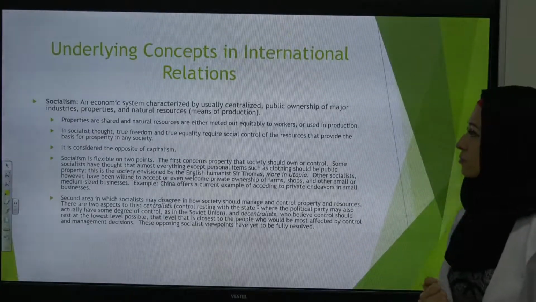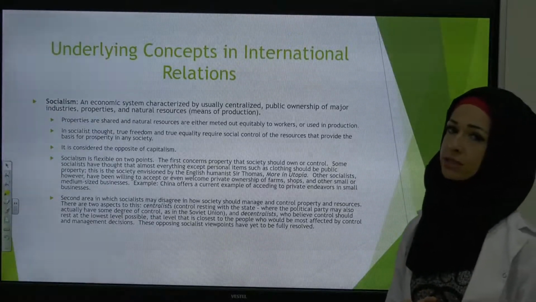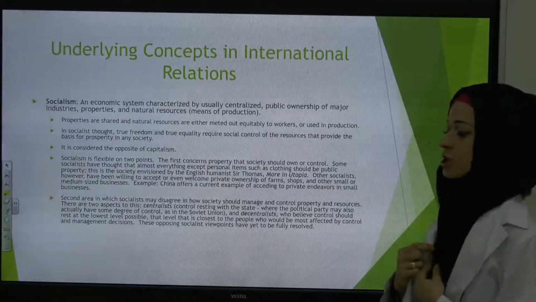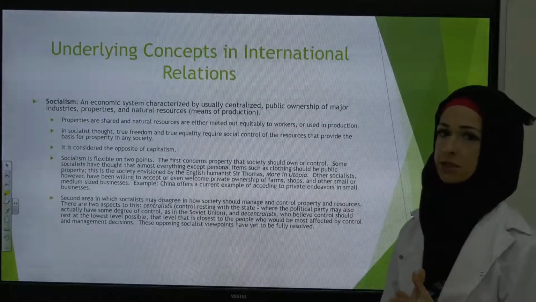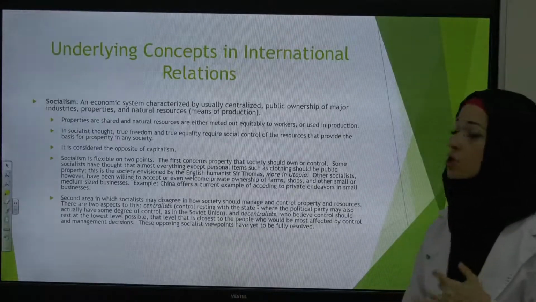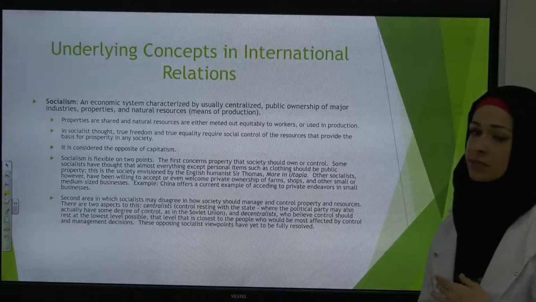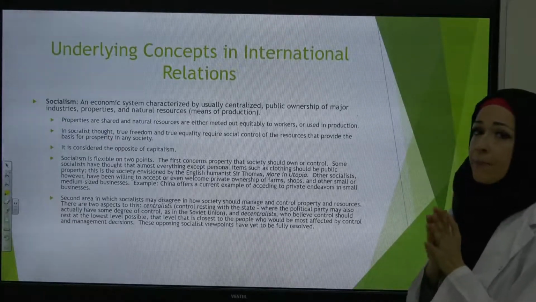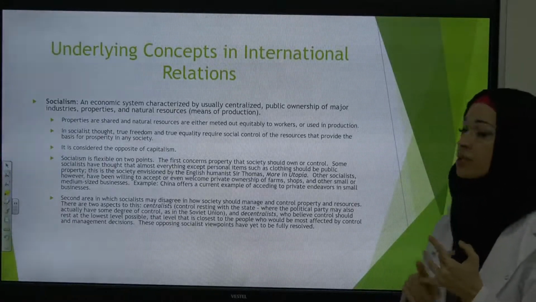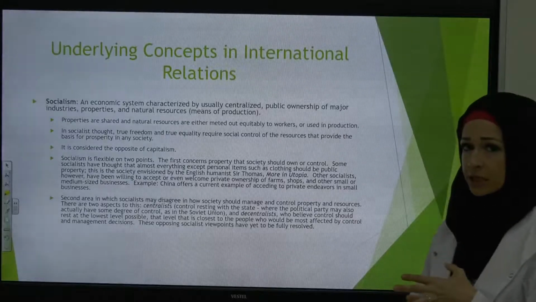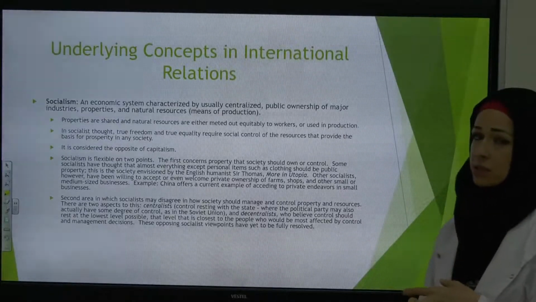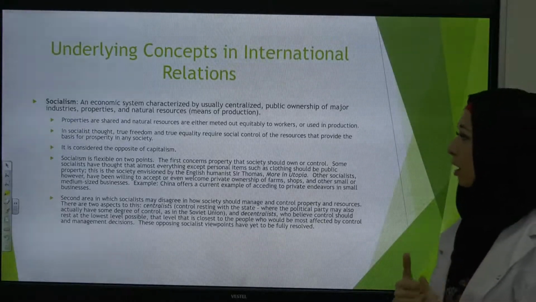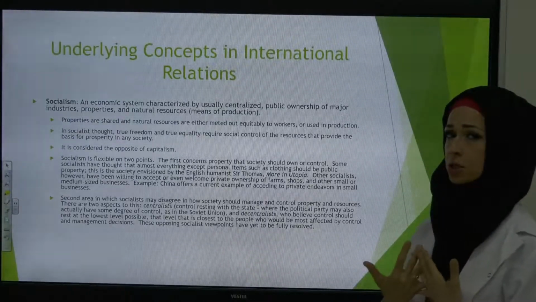Now, we're going to define socialism, which is an important ideology that we need to understand in international relations. Socialism is an economic system characterized by what? By usually centralized public ownership of major industries, properties, and natural resources. Now, Europe, a lot of its countries are considered to be socialist.